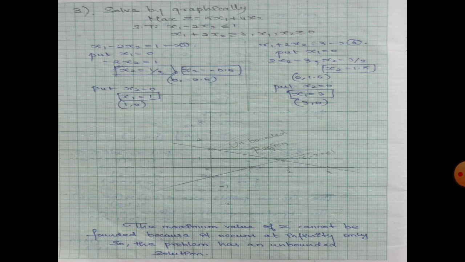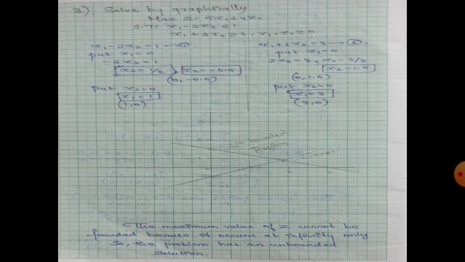So, for here, listen, x1 minus 2x2 is equal to 1. So put x1 is equal to 0, we get the point x2 is equal to minus 0.5. Similarly, x2 is equal to 0 means we get the point x1 is equal to 1. So the points are 0 comma minus 0.5, 1 comma 0. Similarly, using the second constraint we get the points 0 comma 1.5 and 3 comma 0.